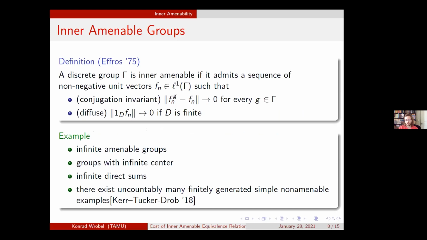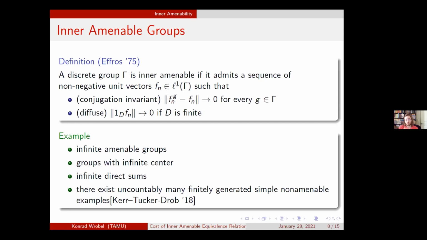So conjugation invariant is a fairly natural condition to ask. Diffuseness is just asking for us to have conjugation invariance for a non-trivial reason, right? So again, if we let our f_n concentrate on the identity element of the group, then of course they're conjugation invariant in that case, but every group will satisfy this property in that setting.